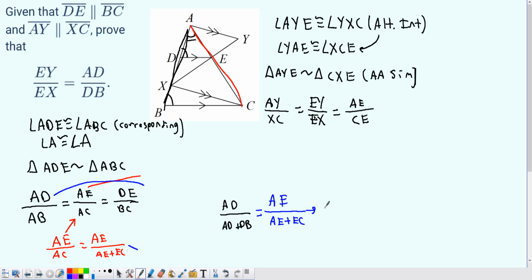I'm going to rewrite it in the following way. AD plus DB over AD is equal to AE plus EC over AE.